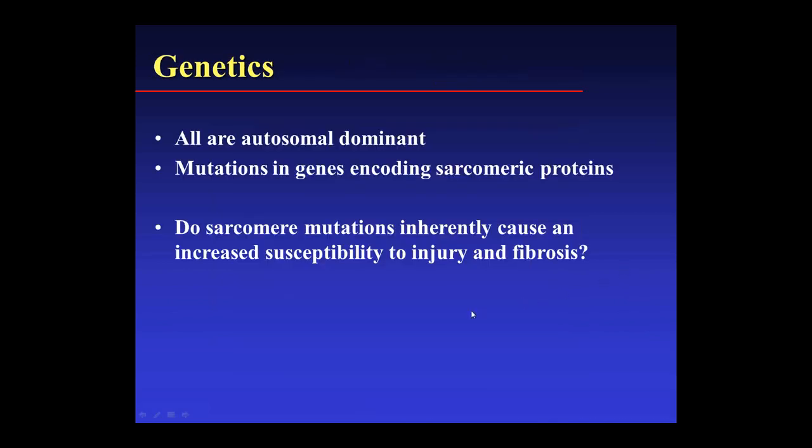I think many of you, if not all of you, are familiar that this is a genetic disease. Generally, all the genes are autosomal dominant. Many are mutations in genes encoding sarcomeric proteins. One question that remains is, do sarcomeric mutations inherently cause an increased susceptibility to injury to the heart muscle and to scar, and hence to adverse outcome? And that's another of the questions that we'll be investigating in this study.